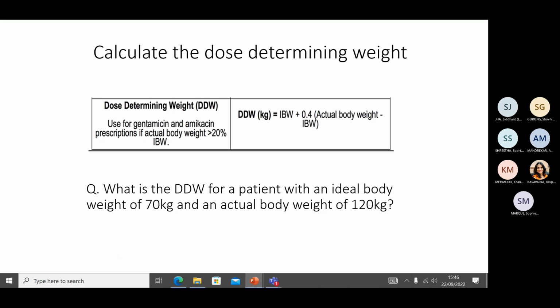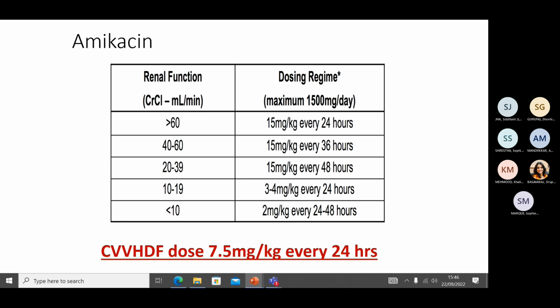So we're going to do it today together. What's the dosing weight for a patient with an ideal body weight of 70 kilos and an actual body weight of 120? You do 120, take away 70. You just do that in your head. Okay, I think it was 90, yes, you're right. So it's 120 minus 70, you get 40% of that, and add it to 70, you get 90.